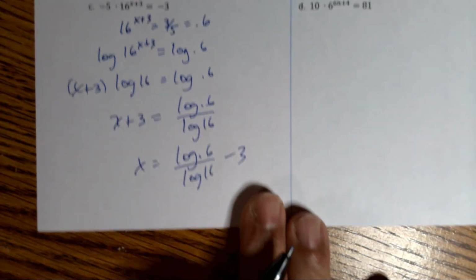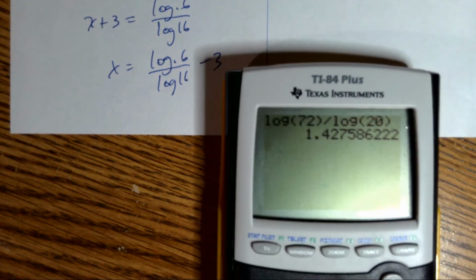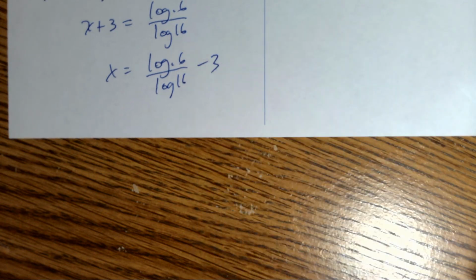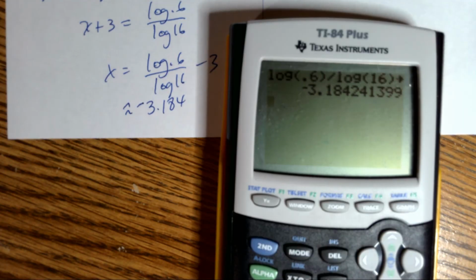All right, that's it. So let's put that in the calculator. I'm going to do log of 0.6 divided by log of 16. This time I have to close the parentheses because I'm going to do minus 3 afterwards. Just put that whole thing in the calculator. And I got negative 3.184, and that's not enough decimal places. I need the fourth one too.